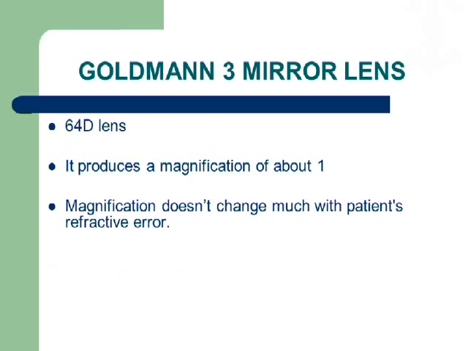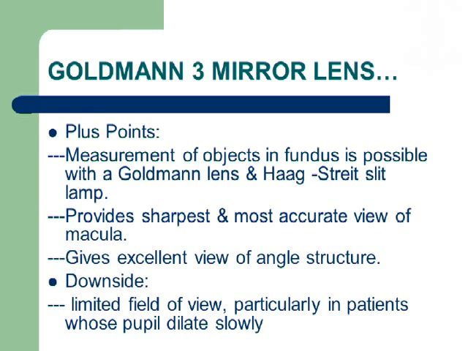When we look at the other one, the Goldmann 3 mirror lens, it's a 64 diopter lens. Again, it produces a magnification of about 1. The magnification doesn't change much with the patient's refractive error with this lens. That is the advantage. Now, the other plus points of the Goldmann 3 mirror lens: measurement of objects in the fundus is possible with the Hartstein and the Goldmann lens. It provides the sharpest and the most accurate view of the macula and gives an excellent view of angle structures.